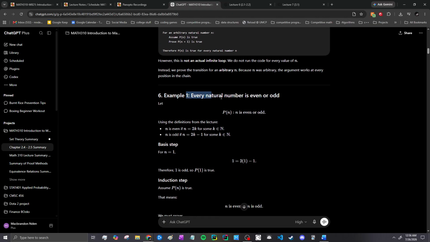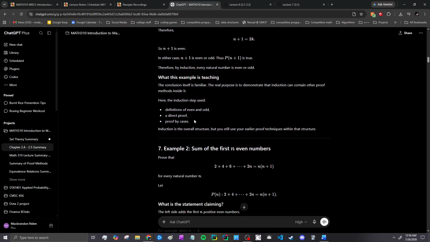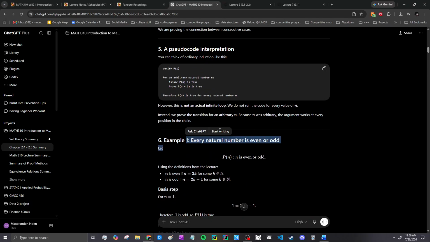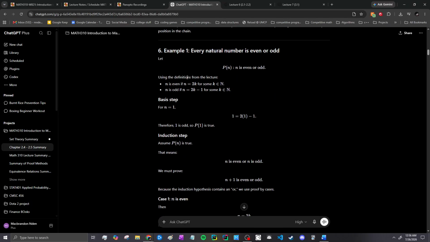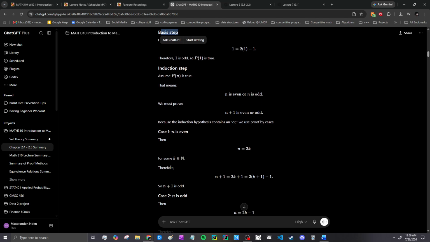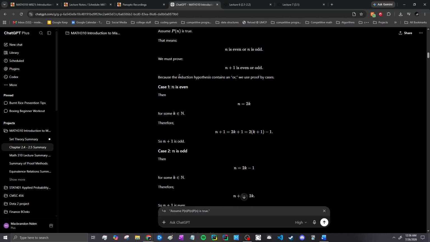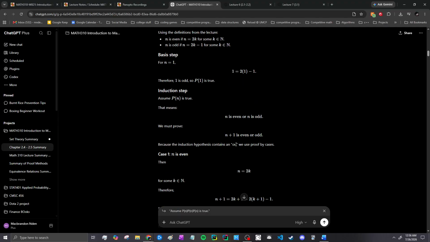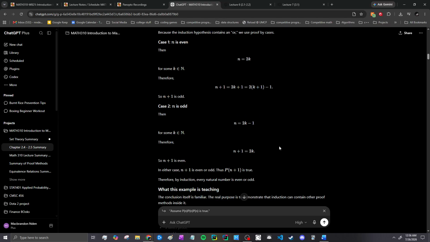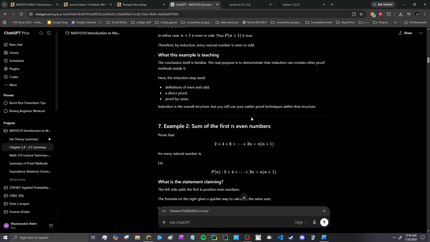Okay, so for example 1, it gives an example, and so basically the structure is that we prove a base case, then the inductive hypothesis, and the inductive step afterwards. Because the inductive hypothesis contains or, okay. Oh wait, really? I never knew that. So if it contains or, you gotta use cases. That's a good note.